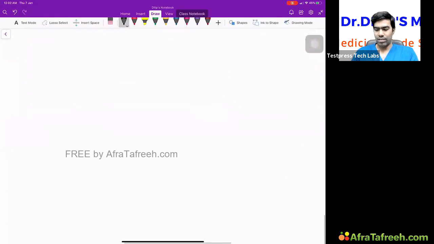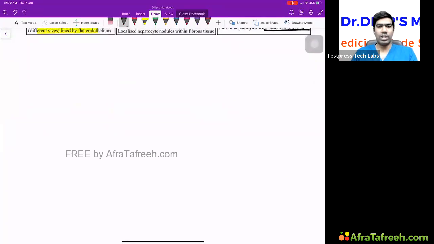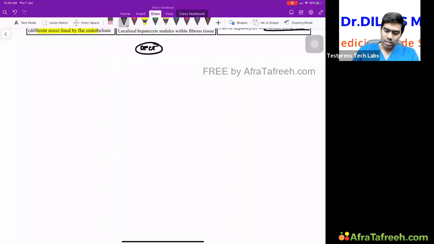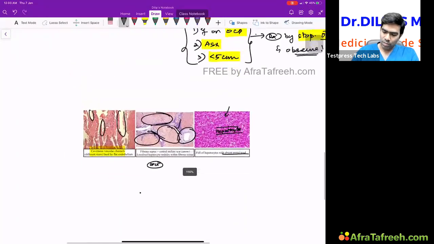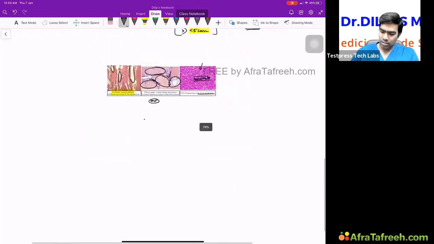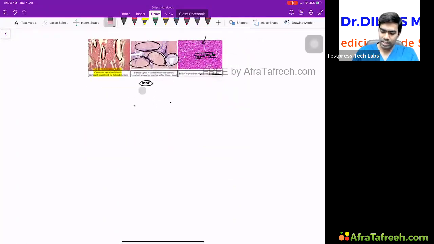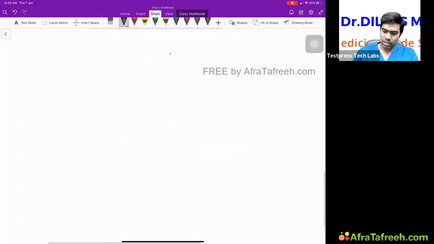So we have discussed in detail about the benign tumors. Now let us move on to the CECT characteristics. I need to make it smaller, I guess. Yeah. We need to now see the CECT characteristics of different tumors. Let us discuss that.